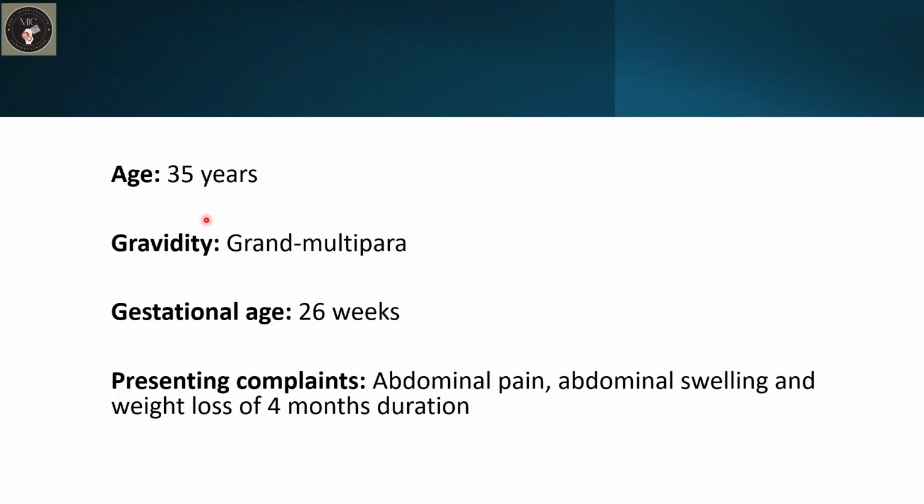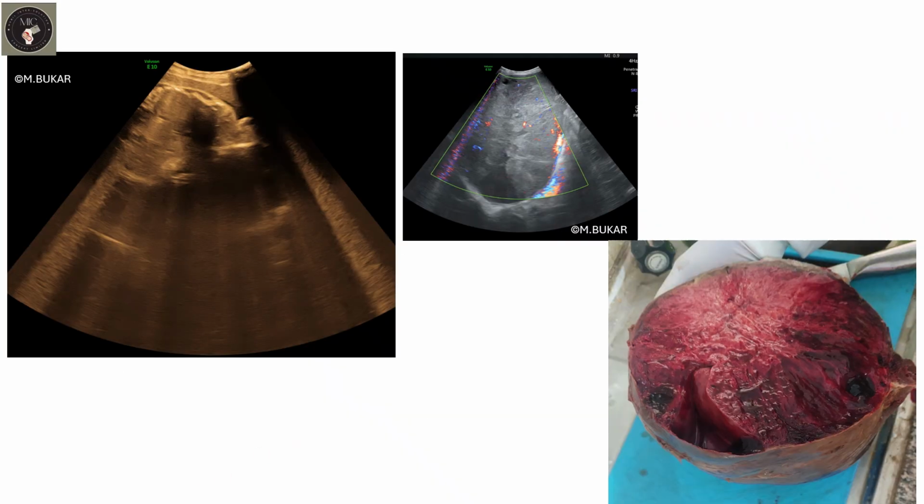This 35-year-old grandmother, then at 26 weeks of pregnancy, presented with a history of abdominal pain, swelling, and weight loss. Our initial impression after evaluation was actually a malignant ovarian lesion.